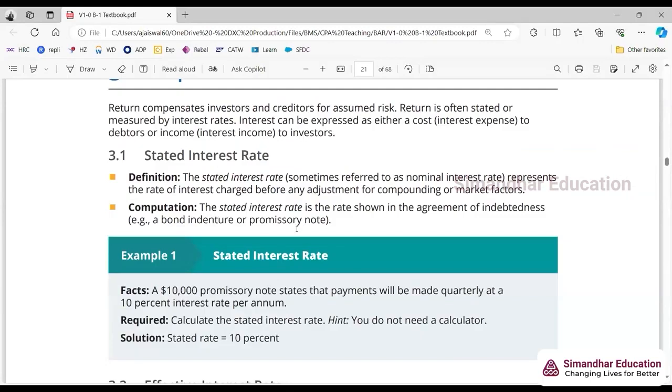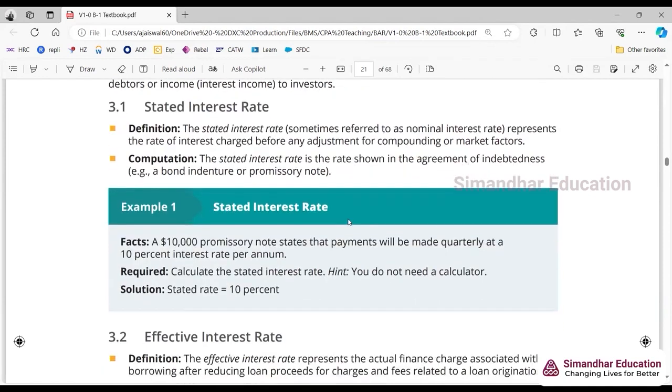So first is stated interest rate. What is meant by stated interest rate is simply the contractual rate, right? In the bond, it will be mentioned what rate of return it will be, the interest that will be paid off. This is always annual, guys. Okay, this is always on an annual basis. It will never be on a quarterly or semi-annual basis. Okay.